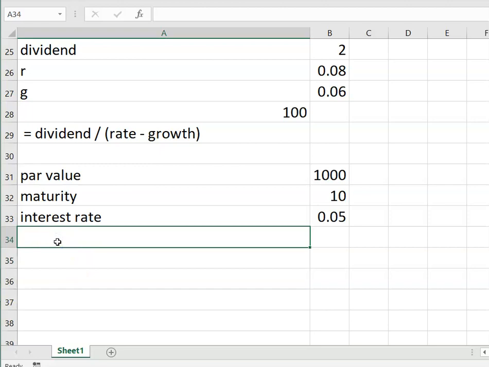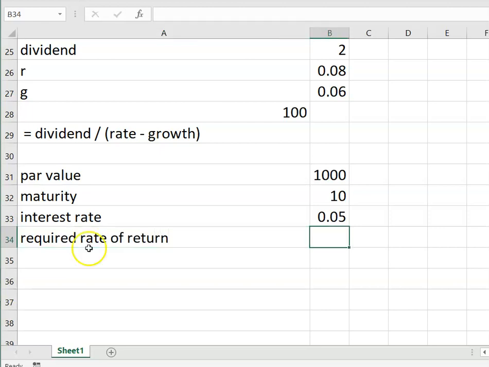So let's do this. Let's calculate the value of the bond. In other words, what price am I willing to pay for that? Oh, I need one more piece of information. I need to know my required rate of return. What do I want? And let's suppose I want, we'll do this again, 6%. I want 6% return. And I'm going to name this one required rate.